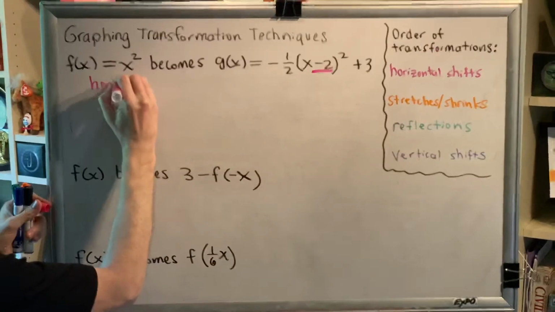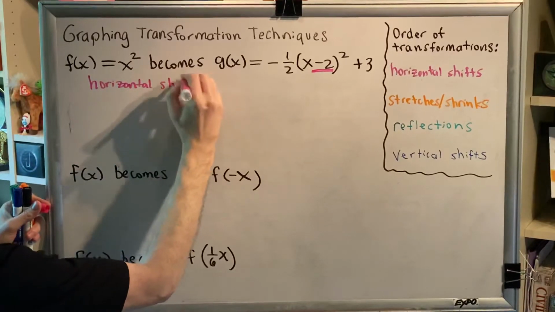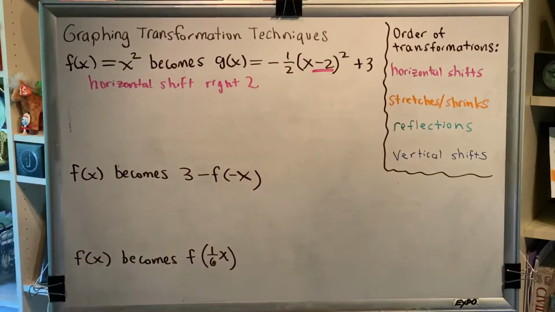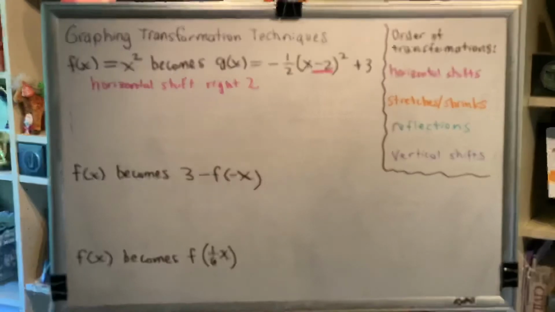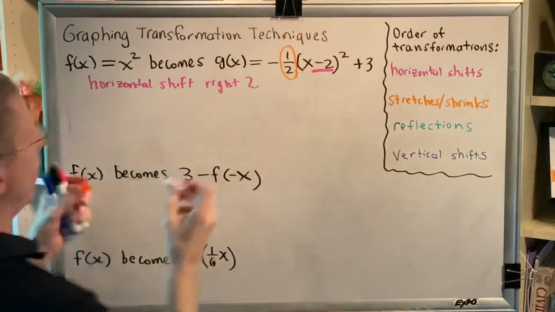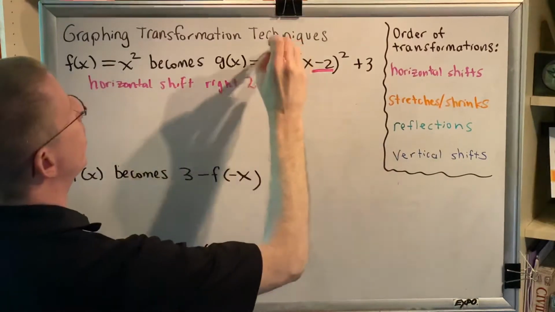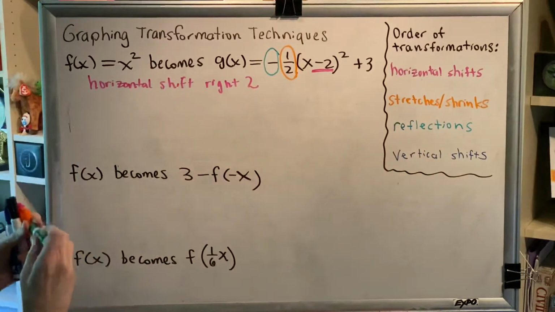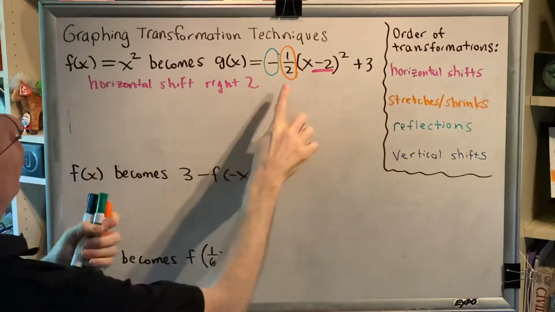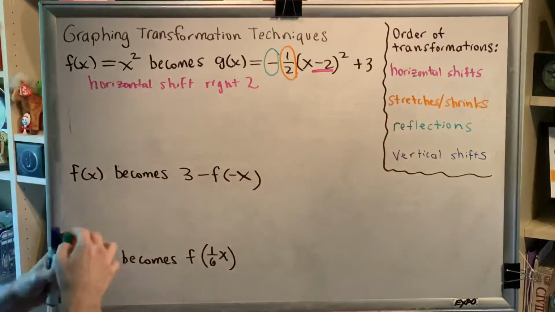So we have a horizontal shift right 2. Okay, next we check for stretching and shrinking. That would be multiplication by a positive number. So this right here is a positive 1/2, and this right here is a -1. So those are really two different numbers combined into one number. The 1/2 part is a stretch or shrink, and the -1 part is a reflection.